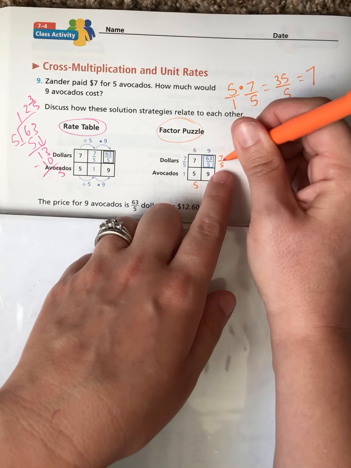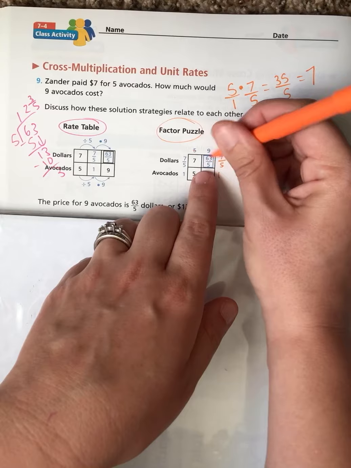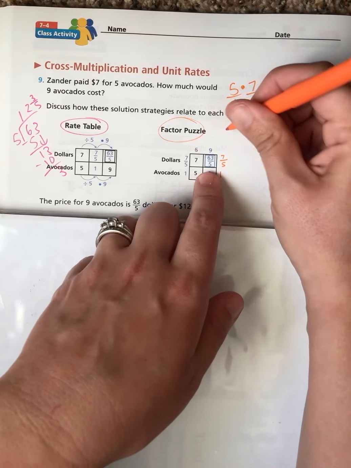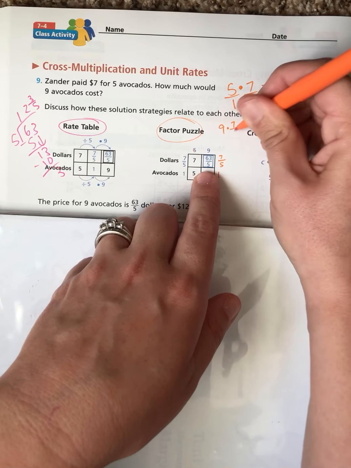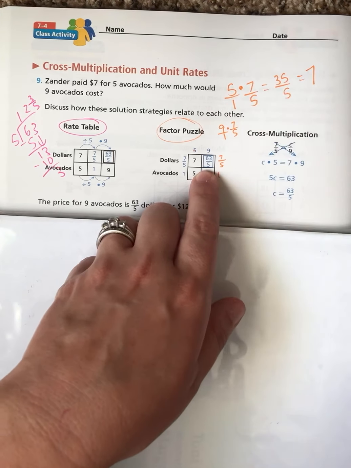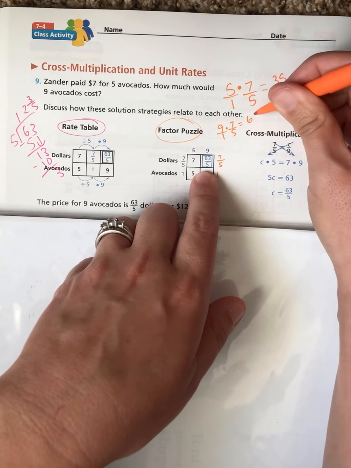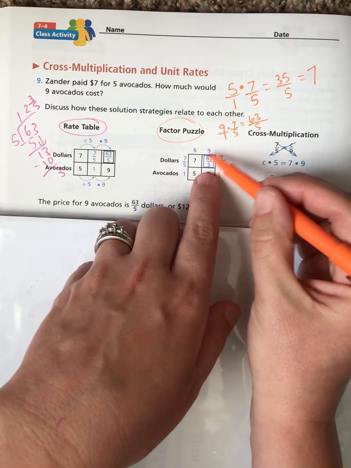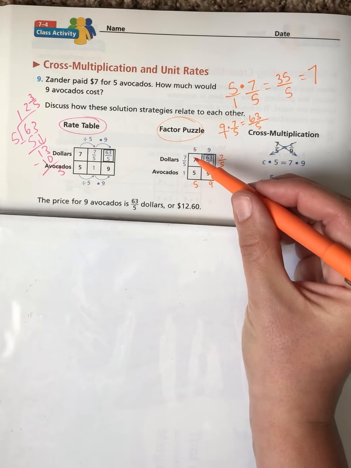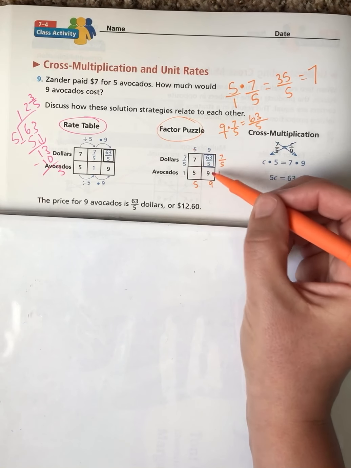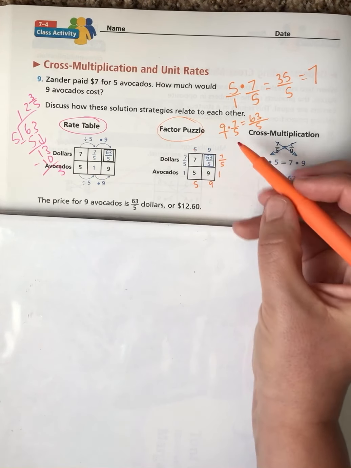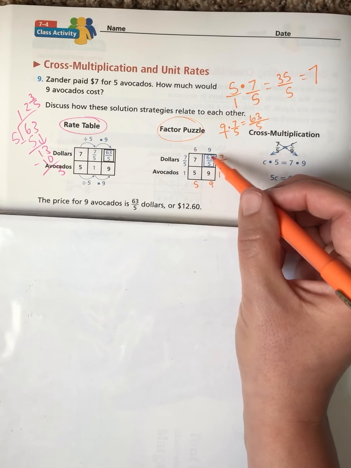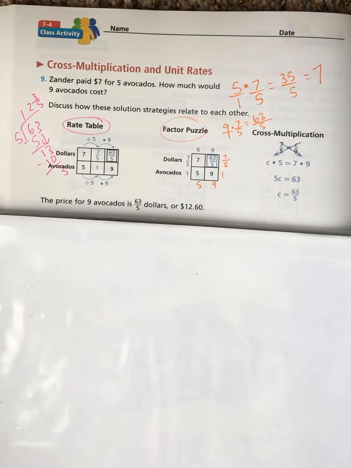But if you did end up taking your factor and sliding it across, you would do 9 times 7/5. And if you got that answer, it would give you 63/5, I promise. 9 times 7/5. If you turn your 9 into a fraction, you would get 9 times 7 is 63. 1 times 5 is 5. So that's how they came up with this answer. So again, if 5 avocados was $7, they showed you how you could use a factor puzzle to say 9 avocados is 63/5 of $1.